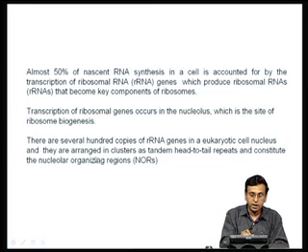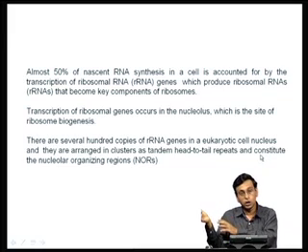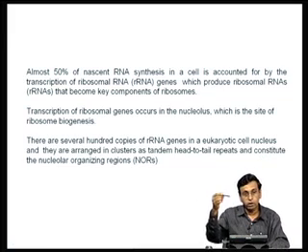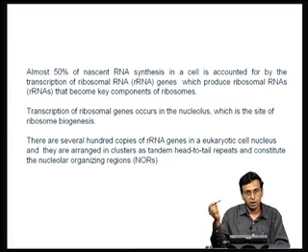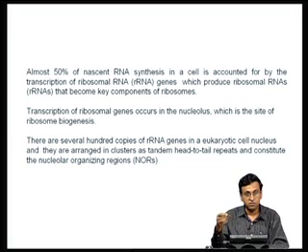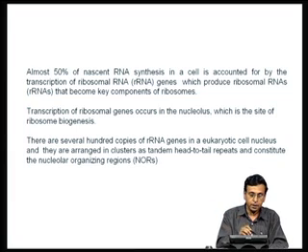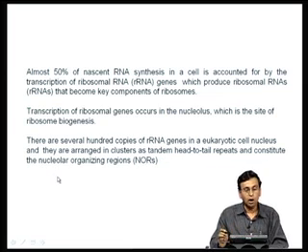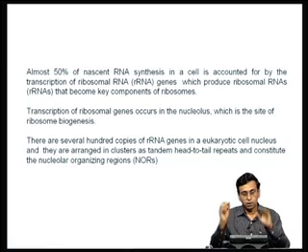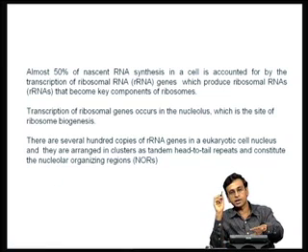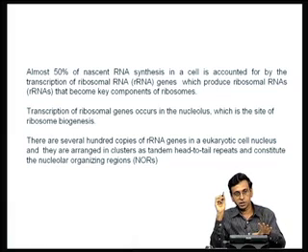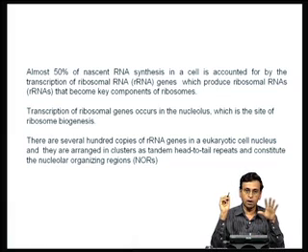So, there are several hundred copies of ribosomal RNA genes inside a eukaryotic cell nucleus, because if you have to make such huge amounts of ribosomal RNA, you require multiple copies of the ribosomal genes. Therefore, there are several hundreds of such ribosomal genes inside the eukaryotic cell nucleus, and all these genes are arranged in clusters as tandem head to tail repeats, which constitute what are called nucleolar organizing regions.